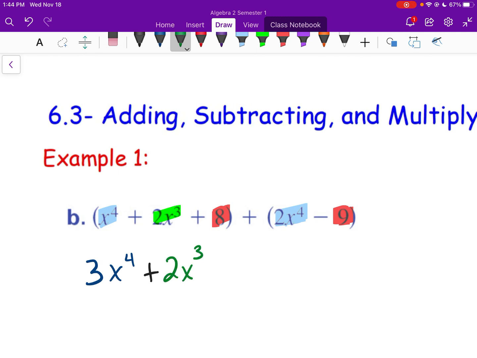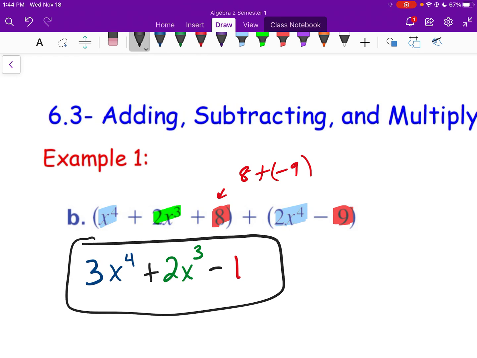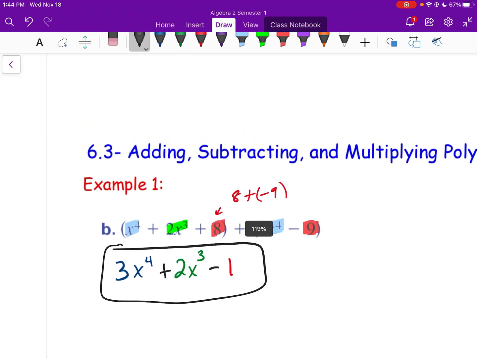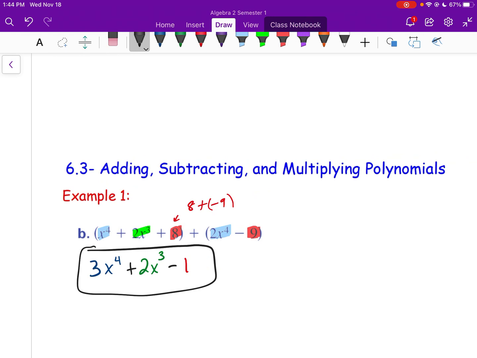Then there are no x squared terms, so it's 0. Same thing with our linear terms, there are no x's. But then we have our constant terms, so we're thinking 8 plus -9, which gives us -1. So instead of plus, it'll be minus 1. The big thing comes down to combining like terms, which we have done already.